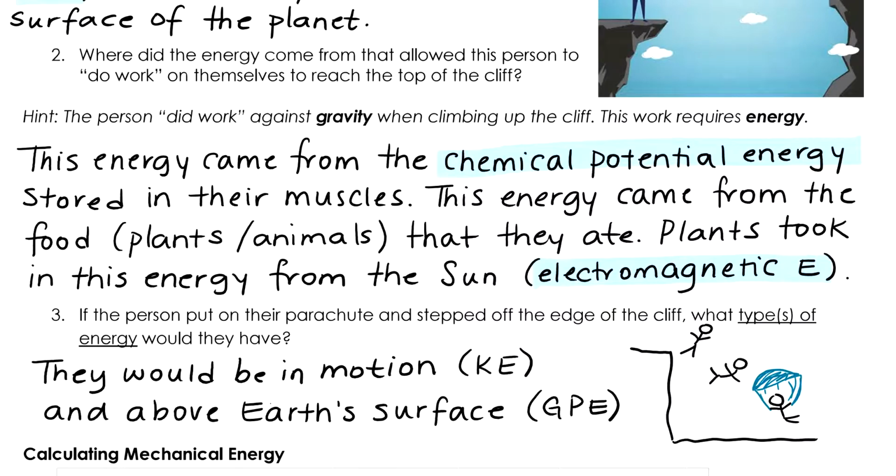And finally, if they put on a parachute and stepped off the edge of the cliff, they would be in motion, so they would have kinetic energy, but during the falling process, they'd still be above Earth's surface, so they would have gravitational potential energy all the way until they hit the ground. And once they hit the ground, there's no more gravitational potential energy.